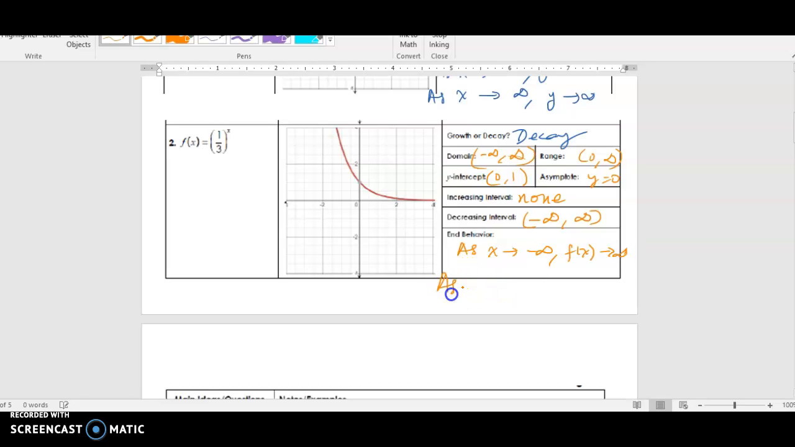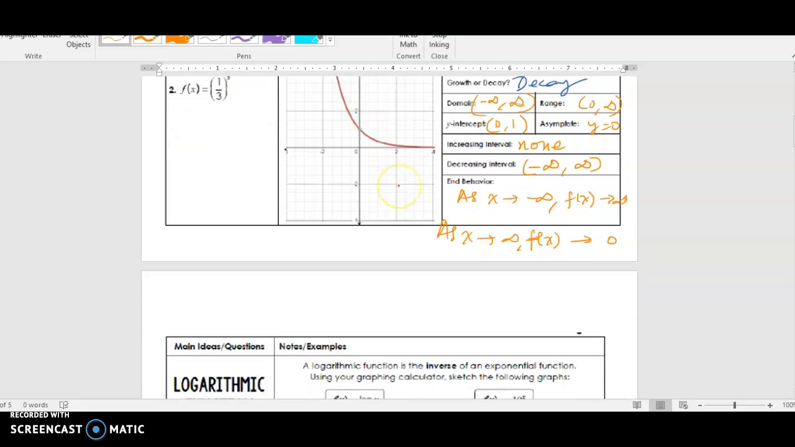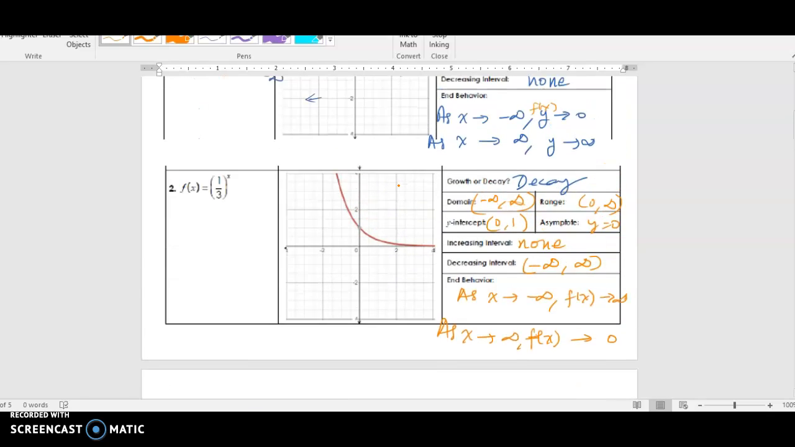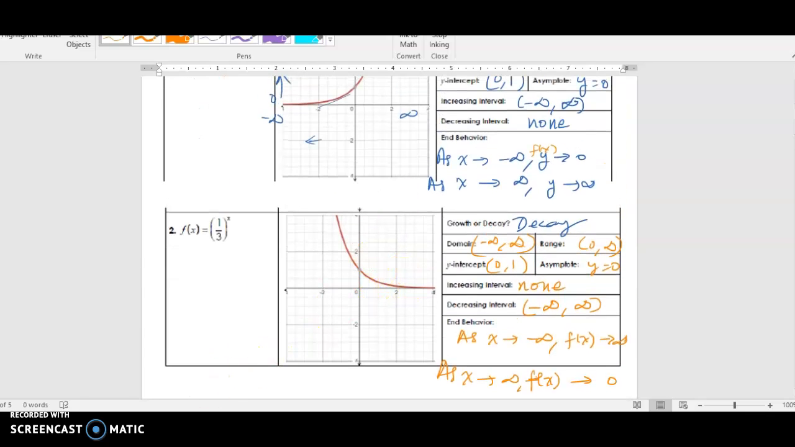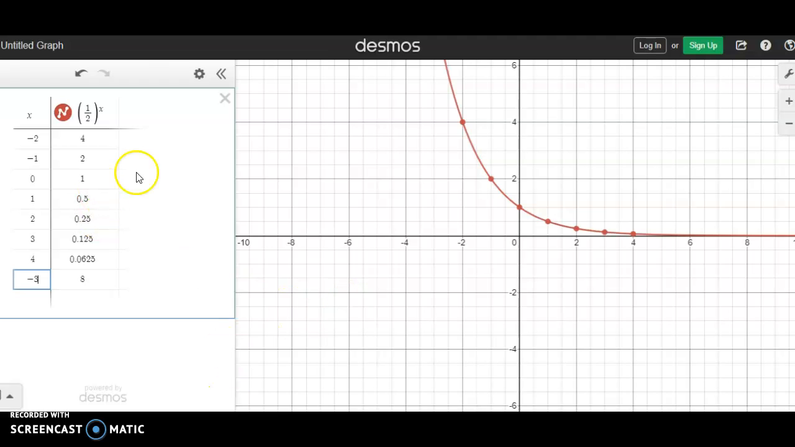+infinity. And as x approaches +infinity, f of x, or the y, approaches 0. Okay, it's the opposite way of writing the other one. So let's look at something on the Desmos to get introduced to the inverse function of exponential functions.